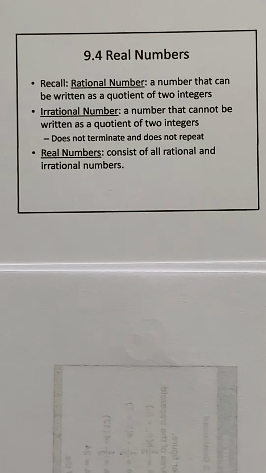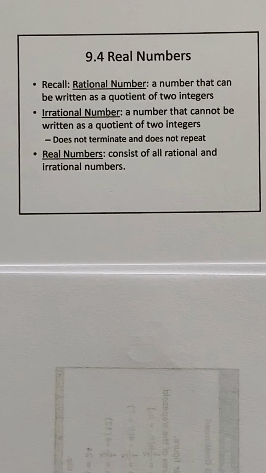Okay, so a couple definitions. I didn't want to write these all out, but make sure you write them in your notes, okay? So we already know what a rational number is. We've talked about this before, but a rational number is a number that can be written as a quotient of two integers. That's a fancy way of saying it can be written as a fraction. Okay, so it's nothing more, nothing less. An irrational number, so it's going to be the opposite of that, is a number that cannot be written as a quotient of two integers.